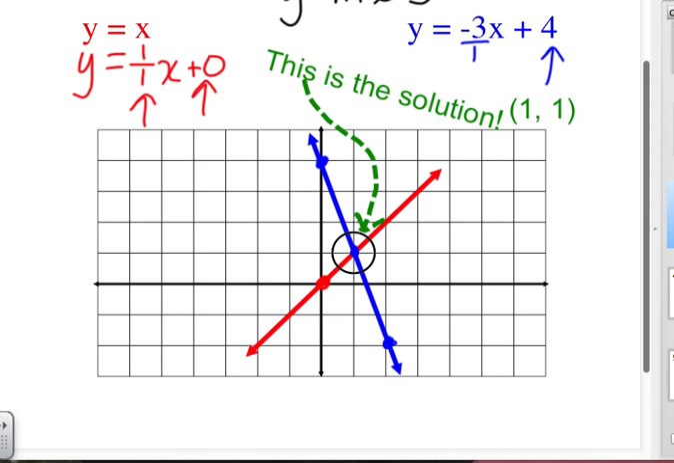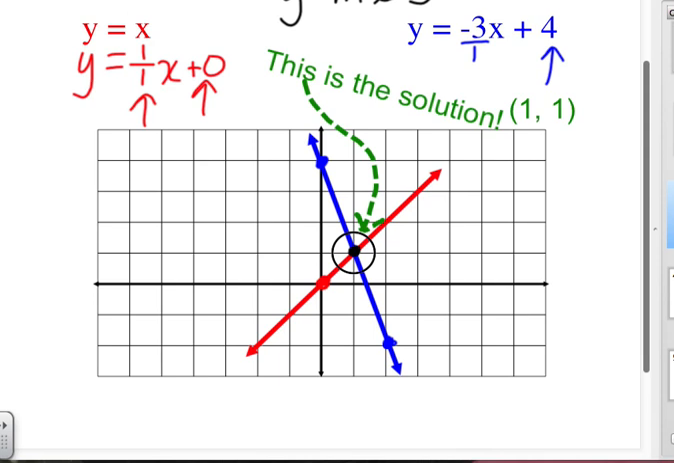And lo and behold, do you see that these lines do in fact cross each other at that one point that I circled in black? This point right here is where they cross. That is the one point on the red line that also works for the blue line. So that is called the solution of the system.